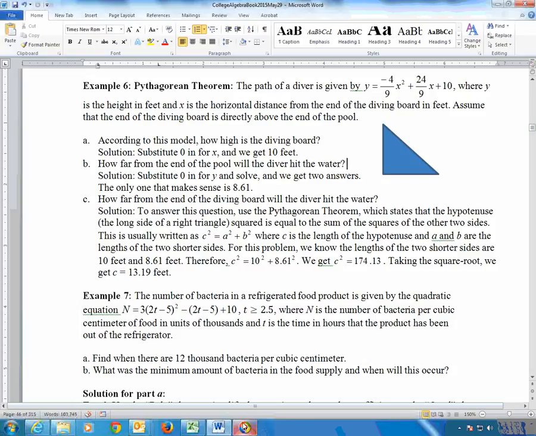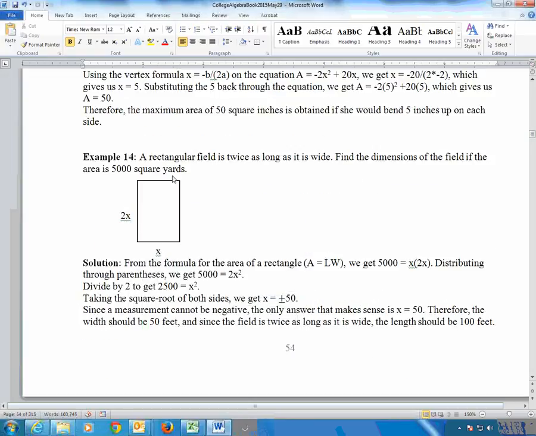Okay, moving on. On example 14, we have a rectangular field that is twice as long as it is wide. Find the dimensions of the field if the area is 5,000 square yards. Okay, so let's say this is the width, so here's x, and how long is it? Well, it says it's twice as long as it is wide. So this length here would be 2 times the width. It's twice as long as it is wide. So this would be 2 times x.